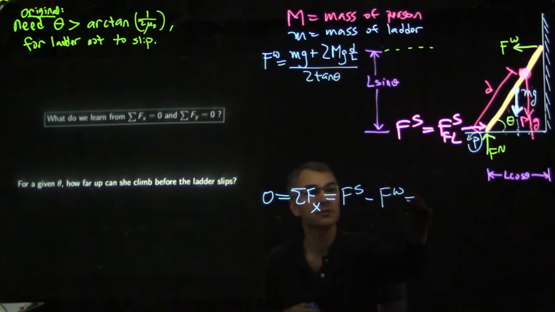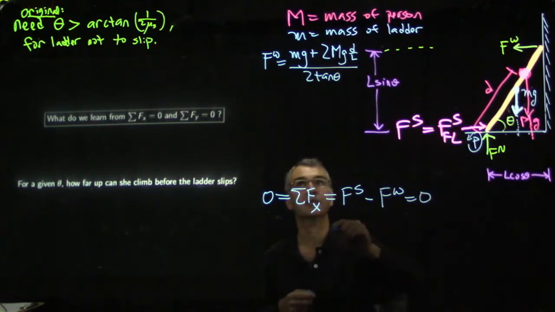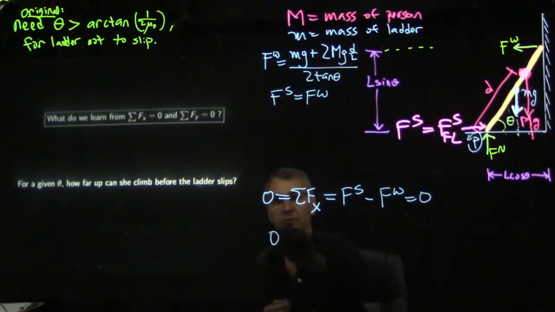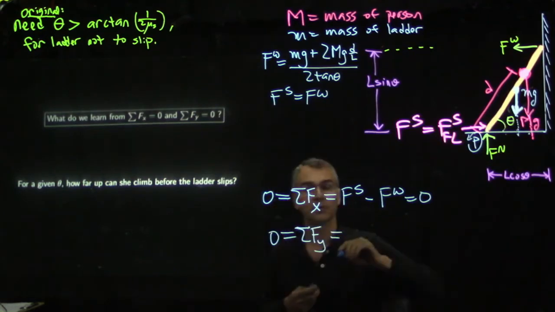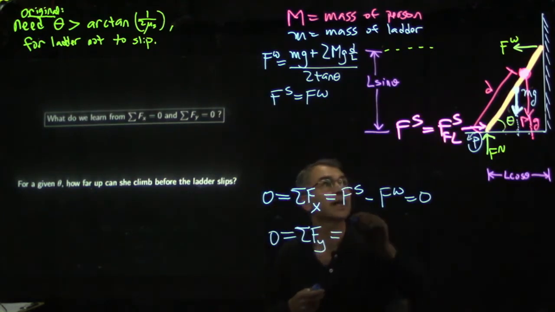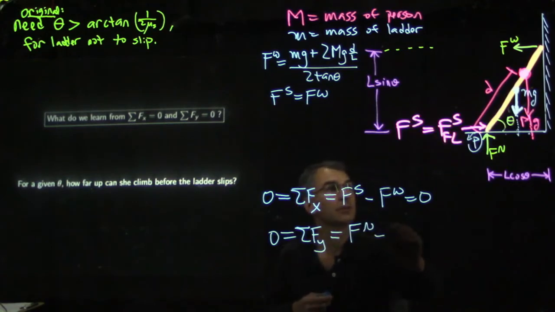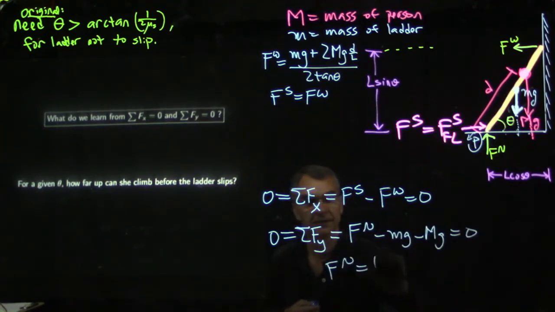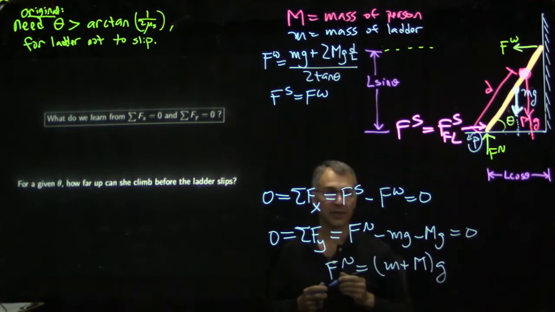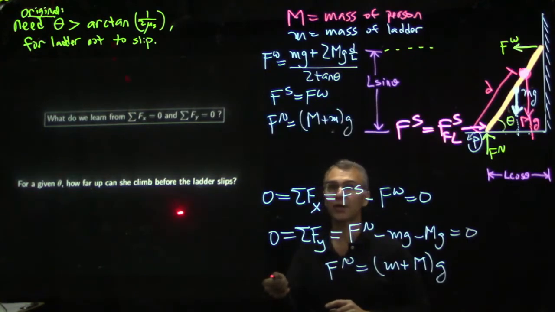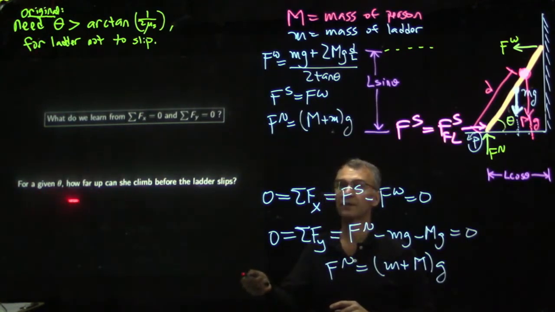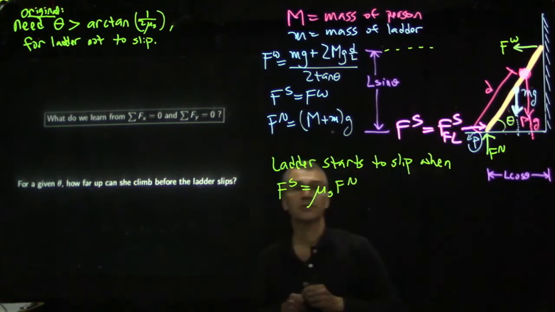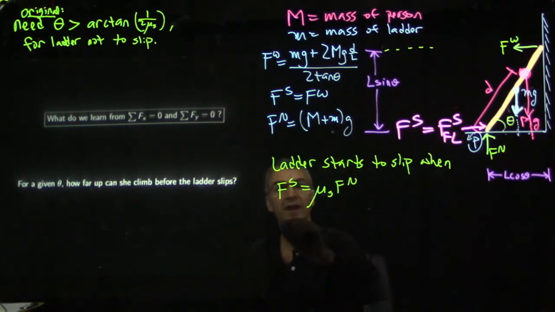If we sum the forces in x to 0, let's do right minus left: F static minus F wall equals 0. So again, we get F static equals F wall. If we sum the forces in y to 0, let's do up minus down. So we get F normal minus the sum of the two weights. So F normal is just the sum of the ladder's weight and the person's weight. Now let's do as we did before and figure out when the ladder slips. That basically happens when F static equals mu static times F normal.